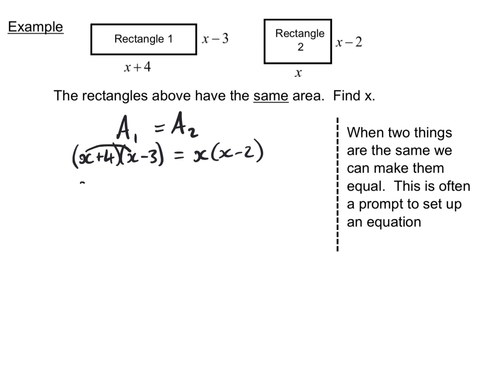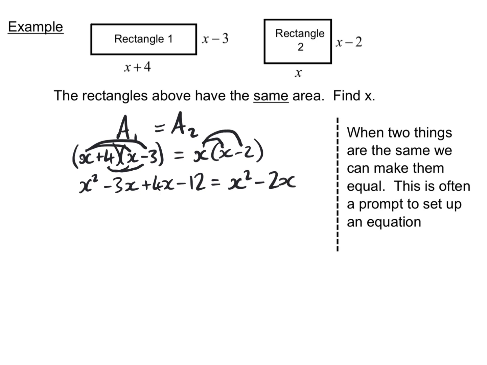x times x, x squared. x times negative 3, negative 3x. x times 4, positive 4x. Positive 4 times negative 3 is negative 12. That's the left-hand side of that equation done, so that's this part. We're now going to go on to the right-hand side, the other side of the equal sign. x times x is x squared, and x times negative 2 is negative 2x.